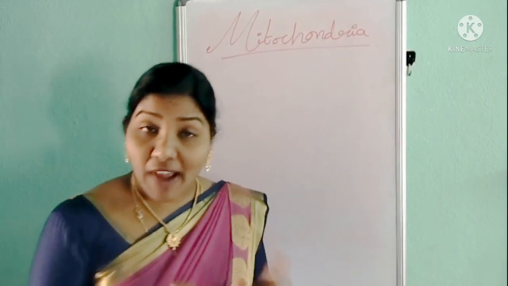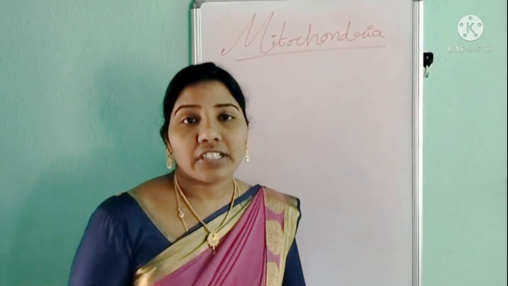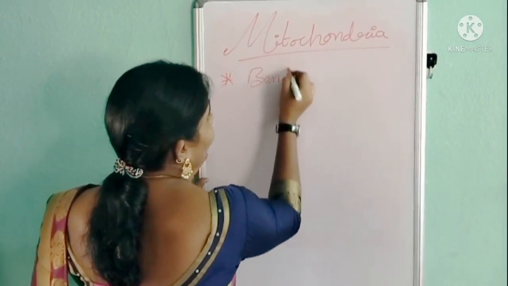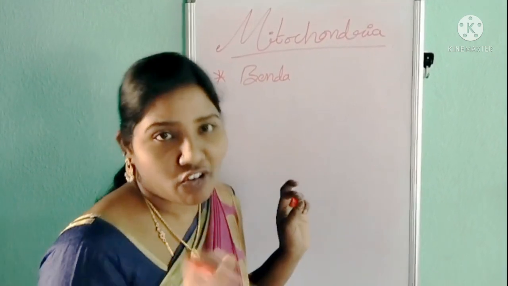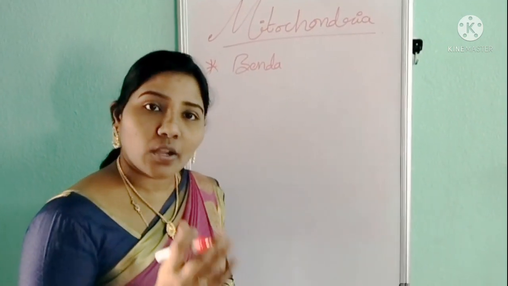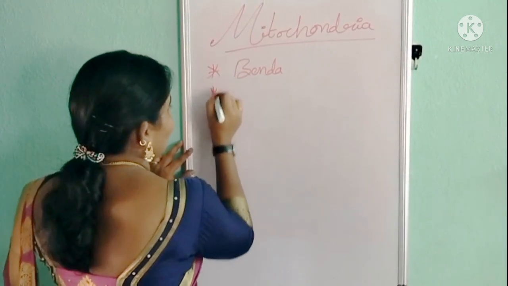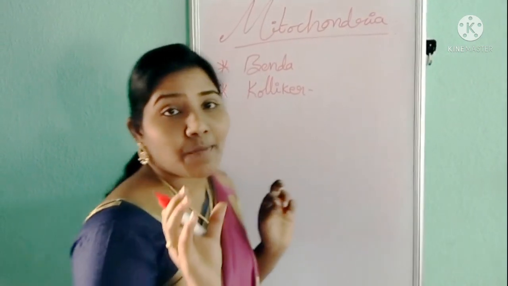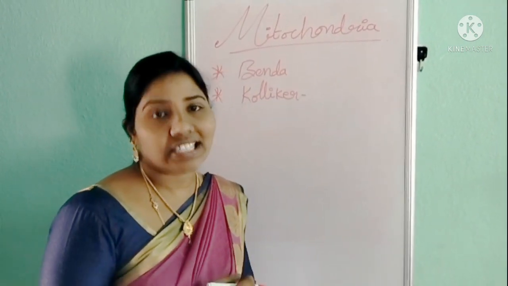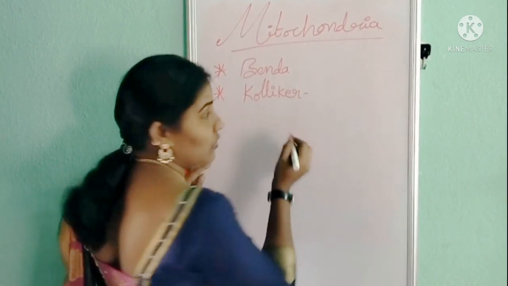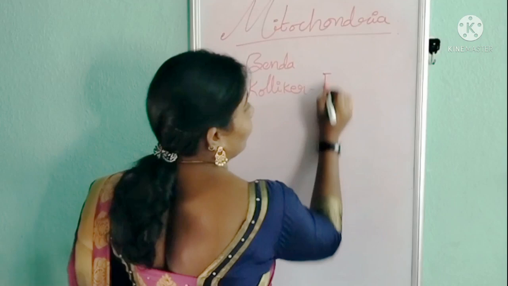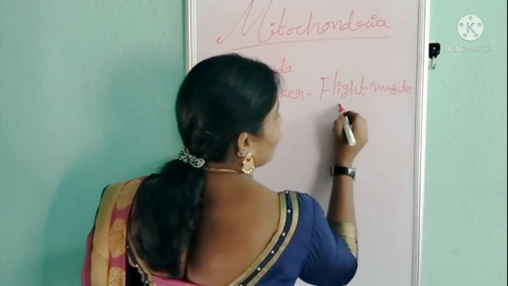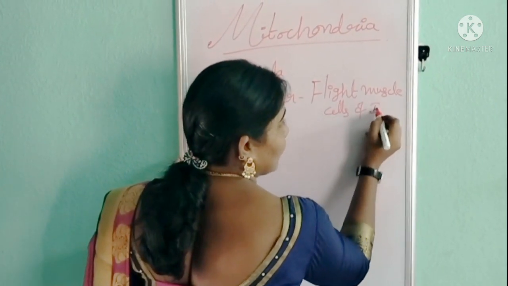The word mitochondria was coined by the scientist Benda. Another scientist, Mr. Kolliker, observed the mitochondria in the flight muscle cells of insects.